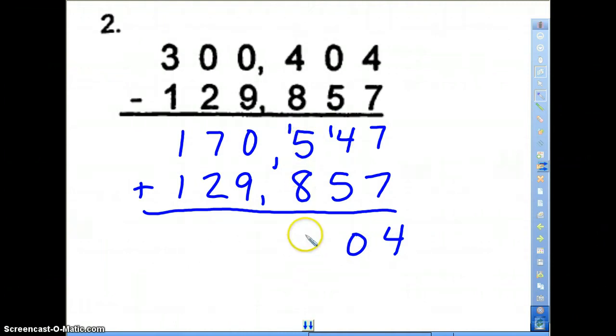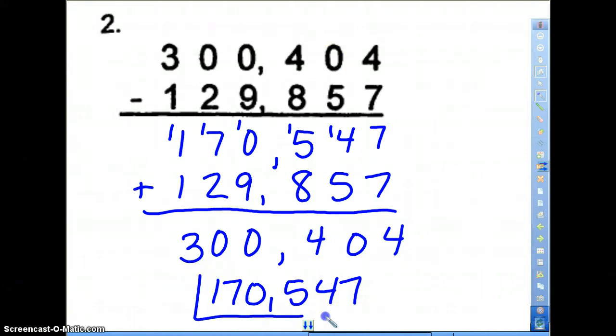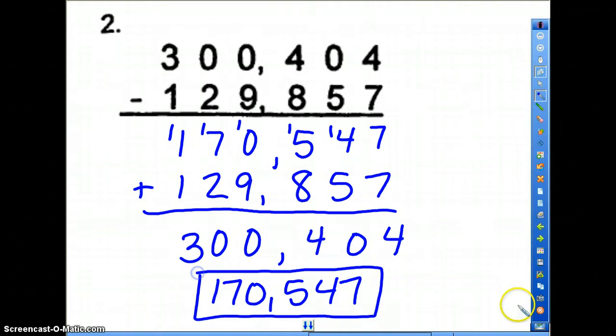Let's see, that's 1314. That's going to be 10. That's also going to be 10. Did I get back to my original? Yes, I did. So I know that 170,547 is my answer. There's a lot of numbers happening here. Please highlight, circle, or box your answer.